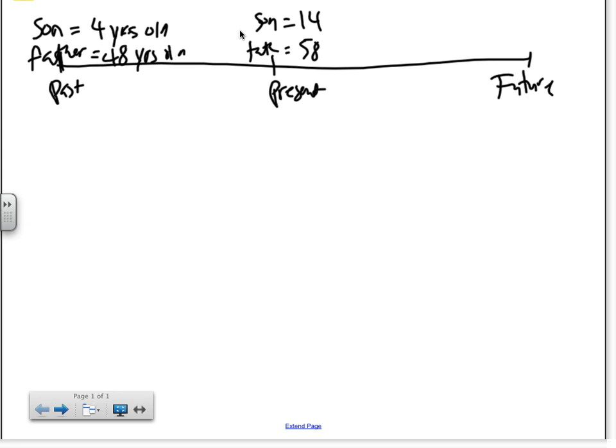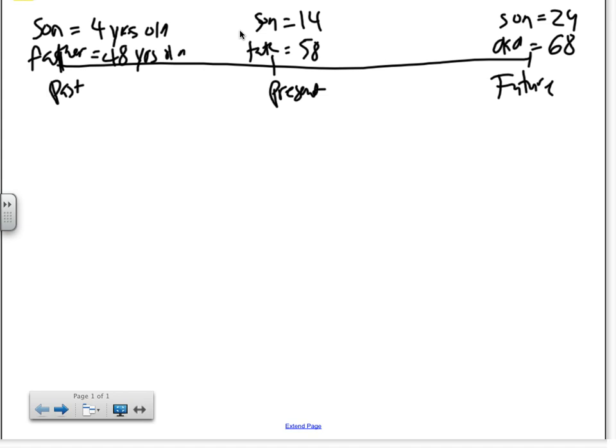Okay, now go to the future, which is how many more years? 10. Did you read the problem? So that means in the future, 10 years from now, the son would be what? 24. So the son would be 24, and the dad, or the father, would be 68.